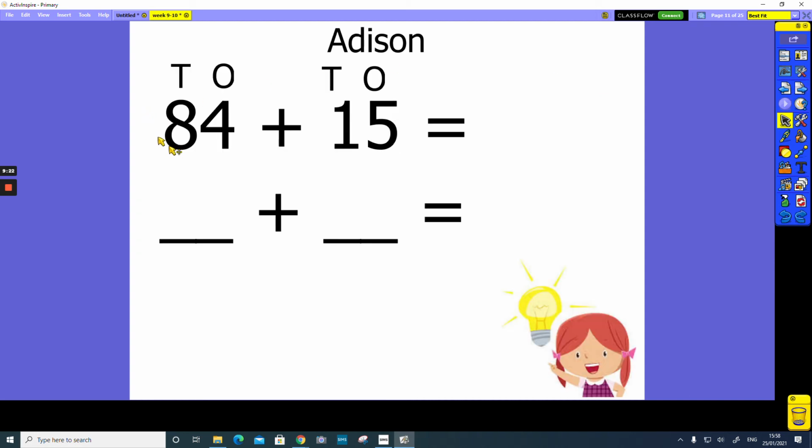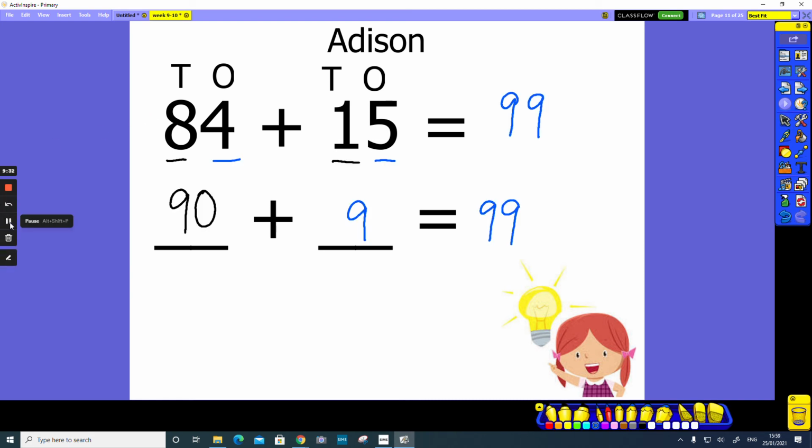Let's add the tens column and then the ones column. Pause the video and then press play when you're ready to check your answer. Well done. Did you get the same as me? Add the tens first. 8 tens plus 1 ten. 80 plus 10 equals 90. 4 plus 5 equals 9. 90 plus 9 equals 99, and that's our answer.